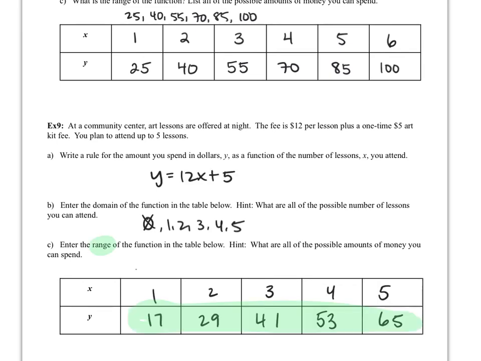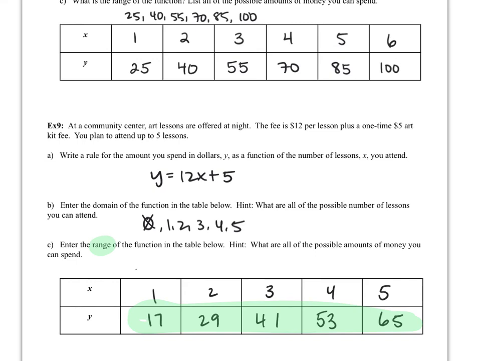So my equation or my function would be y equals 12x plus 5 because it's $12 per lesson plus my $5 art kit fee. For my domain, since it told me that I could attend up to 5 lessons, I knew I had to stop at 5. Now originally I started with 0, but again, 12 times 0 is 0, plus 5 equals 5, and I probably wouldn't pay for the art kit if I wasn't planning on attending any lessons. So for this function, I said that my domain would be 1, 2, 3, 4, and 5.